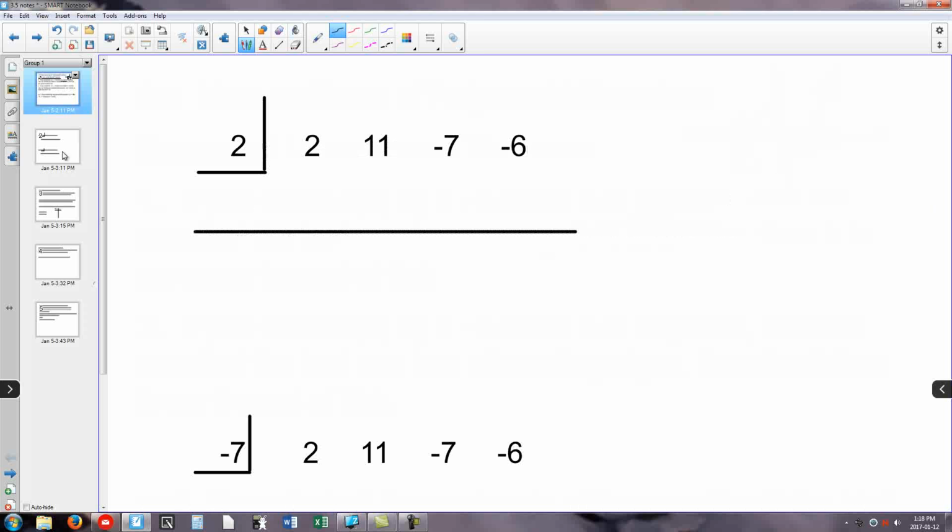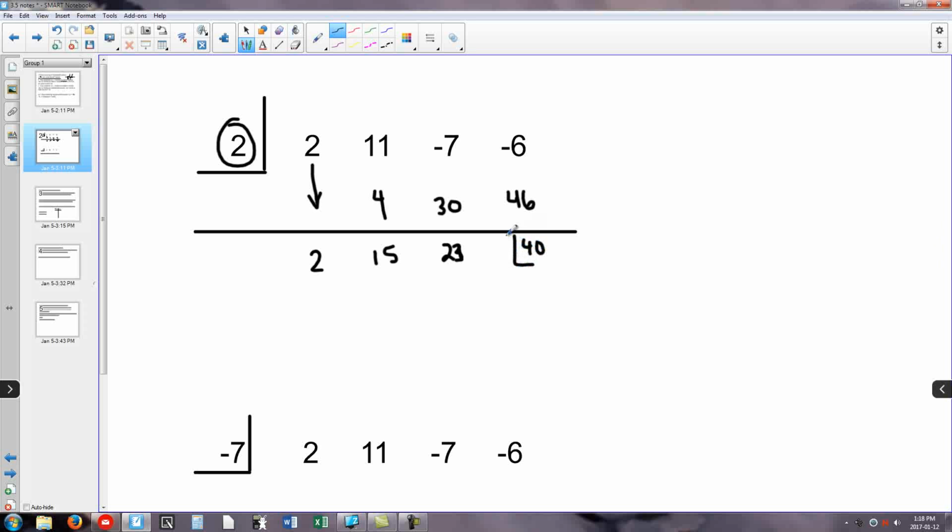So I'm going to come over here to the next slide, and I'm going to show this is positive for the equation. Watch what happens when we go through the synthetic division. 2 times 2 is 4. 11 and 4 is 15. 2 times 15 is 30. Negative 7 and 30 is 23. That's my fault. 2 times 23 is 46, and negative 6 plus 46 is 40. Now this is not a 0. We know that 2 is not a 0.